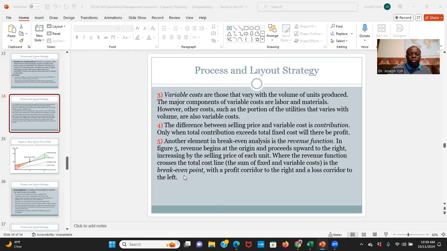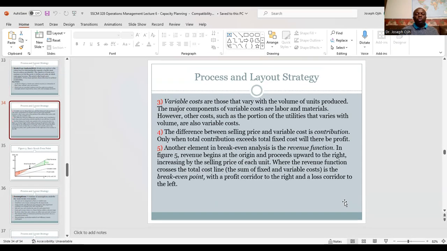So variable costs simply refers to those costs that vary with the volume of production or with the scale of production. They change when you increase output. For example, the major components of variable costs are labor and materials. When you start producing more, you buy more materials and you might need to hire more people. That will increase your variable cost.